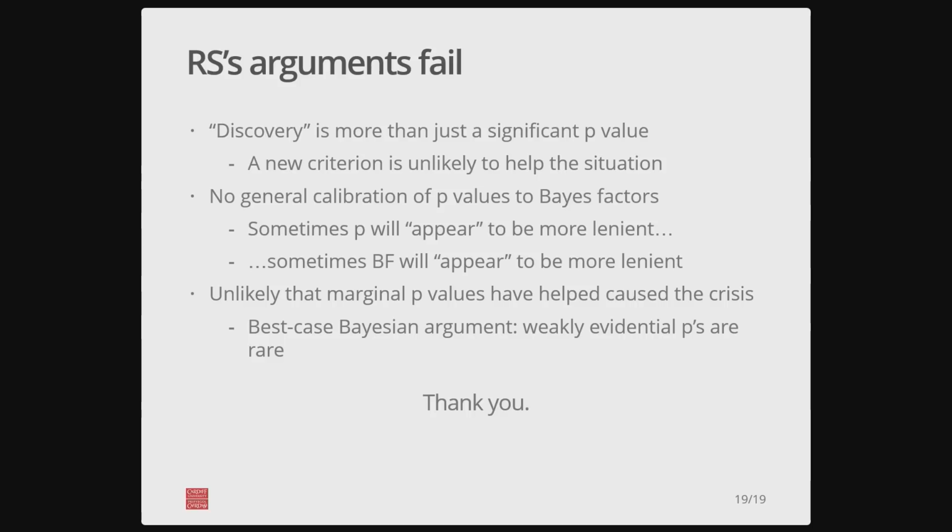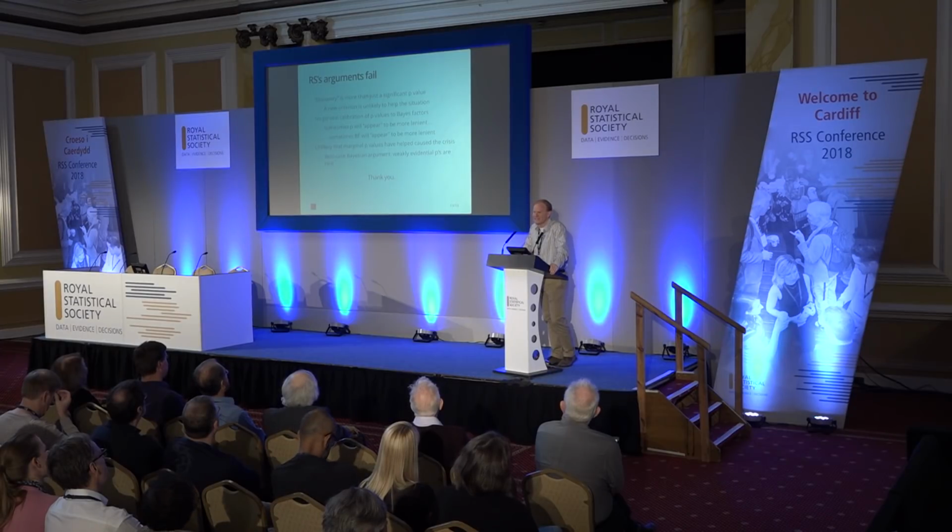There's no general calibration. And I think that because of their rarity, it's really, really unlikely that these marginal p-values that are supposedly evidentially weak have caused the crisis. They just can't be a major cause of the crisis. There may be other things like p-hacking or running until significance, but it just can't be the marginal p-values.